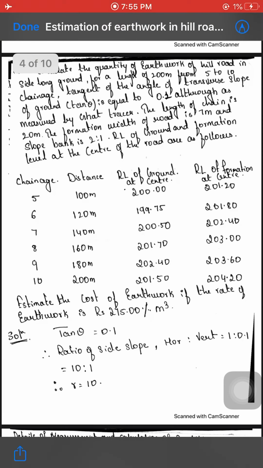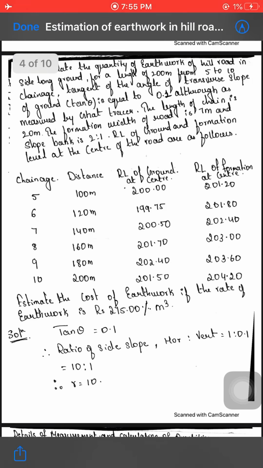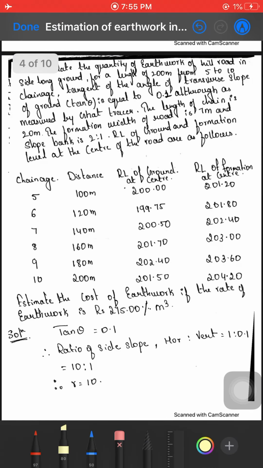Let us see the problem first. The problem says: calculate the quantity of earthwork of a hill road in sidelong ground for a length of 200 meters, from chainages 5 to 10. The tangent of the angle of transverse slope of ground, tan theta, is equal to 0.1, measured by the Gauss tracer. So tan theta is a representation for the cross slope.